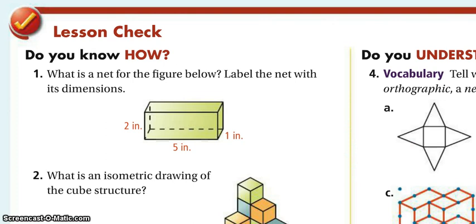As we finish up here, I would like you to practice a little bit more with the lesson check. I'd like you to do lesson check number 1, which is drawing the net, and make sure you draw the net and label its dimensions. I'll check that in class. I'd like you to do that on your own, and then proceed to problem number 4.